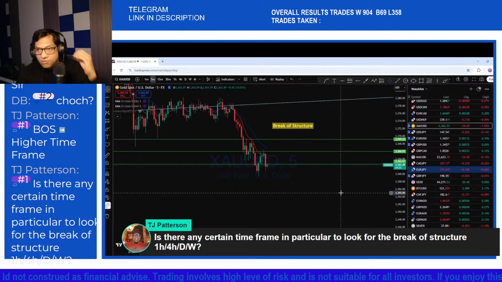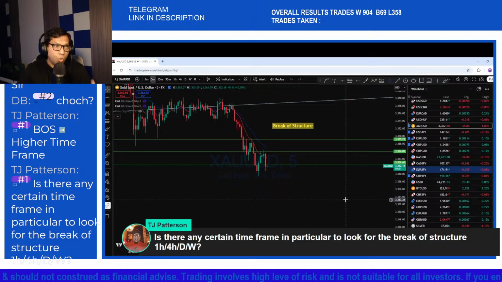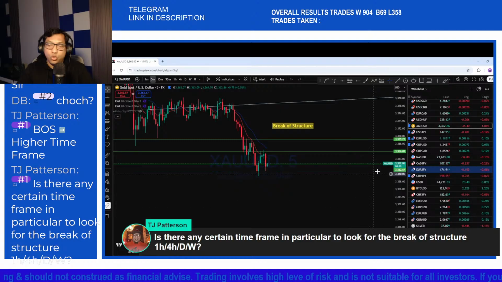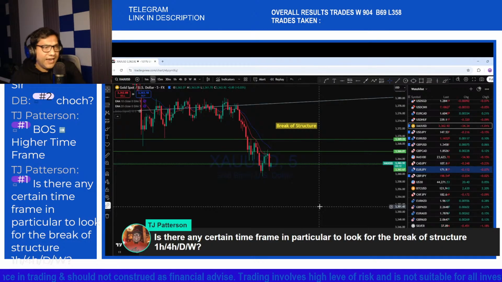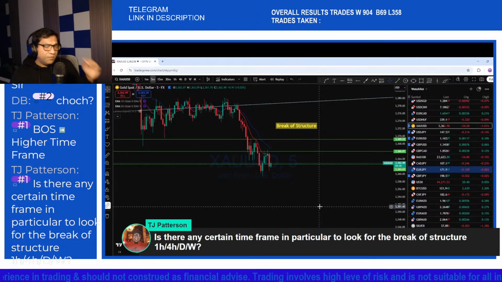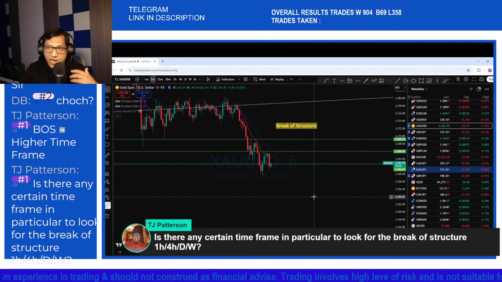You need to relate these 2 time frames, and when you relate them, that's where you can get an understanding about the market. So how do you relate these 2 time frames? Why do you need to relate? This is what I always ask you guys.